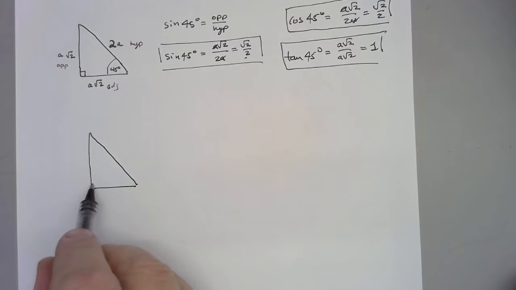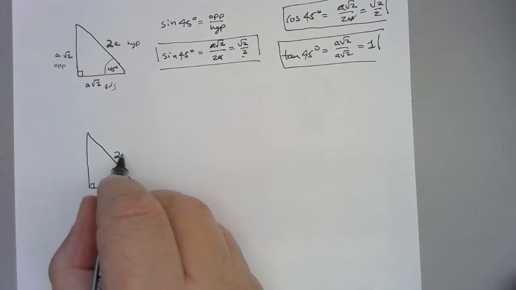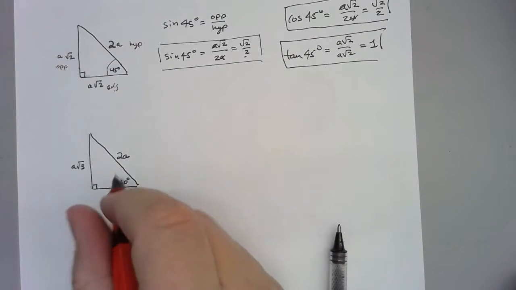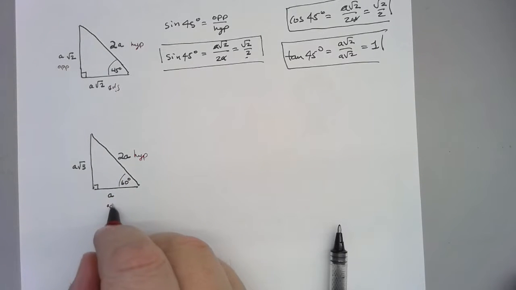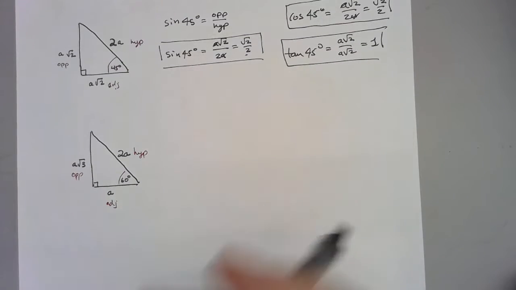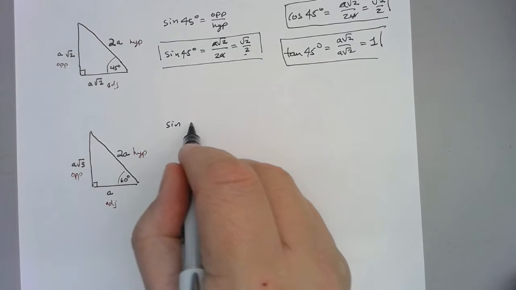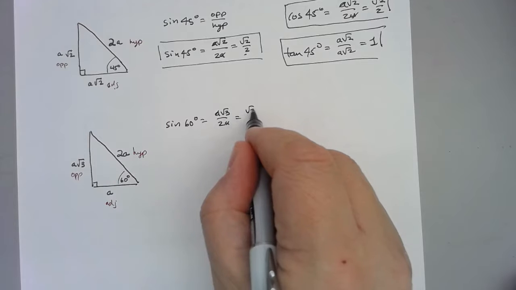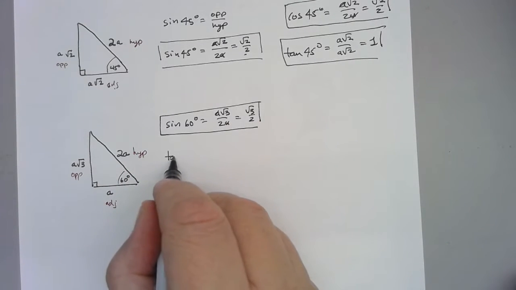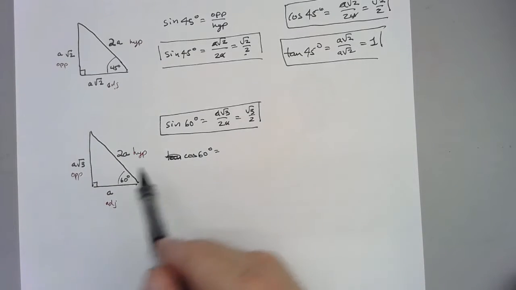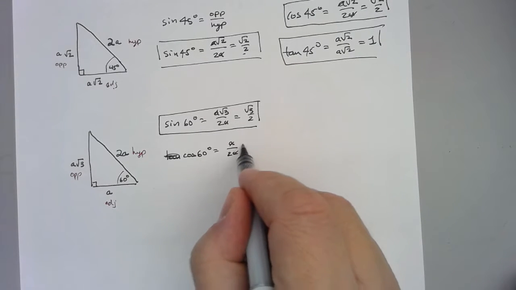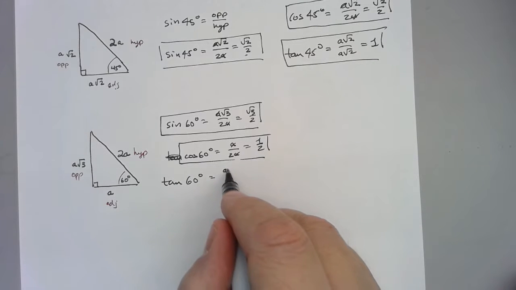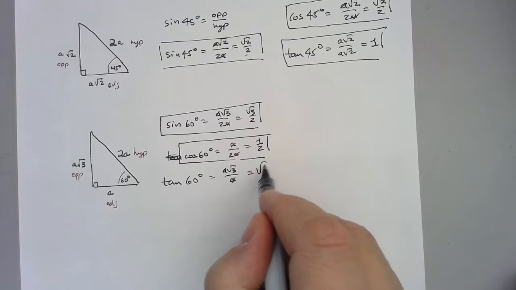So the template for a 30, 60, 90 triangle, 60 degrees here, is this was 2a, the short side was a, and this remaining side was a root 3. So if I label this for trigonometry, hypotenuse, adjacent, opposite, we have sine of 60 degrees is opposite over hypotenuse, a square root 3 over 2a. Those divide away the a's, and I get square root 3 over 2. Cosine 60 degrees is adjacent over hypotenuse, a divided by 2a. The a's divide away, and I just have 1/2. And tangent 60 degrees is opposite over adjacent, a square root 3 divided by a. Those divide away, we just end up with the square root of 3.